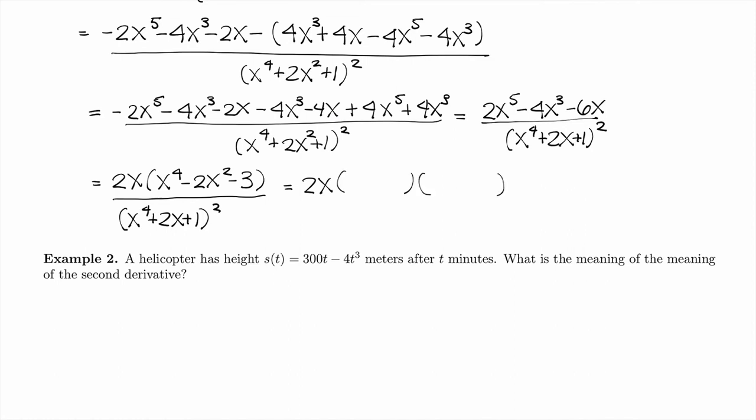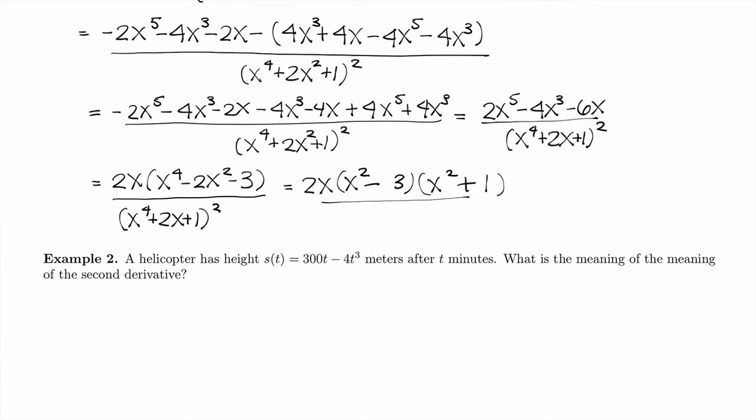So we're going to have x squared and x squared here. We're going to have a 3 and a 1. And then you just have to figure out the signs in the middle. I have a -2, so that should be a -3 plus a 1. So we have x squared minus 3 times x squared plus 1, and we still have our denominator.